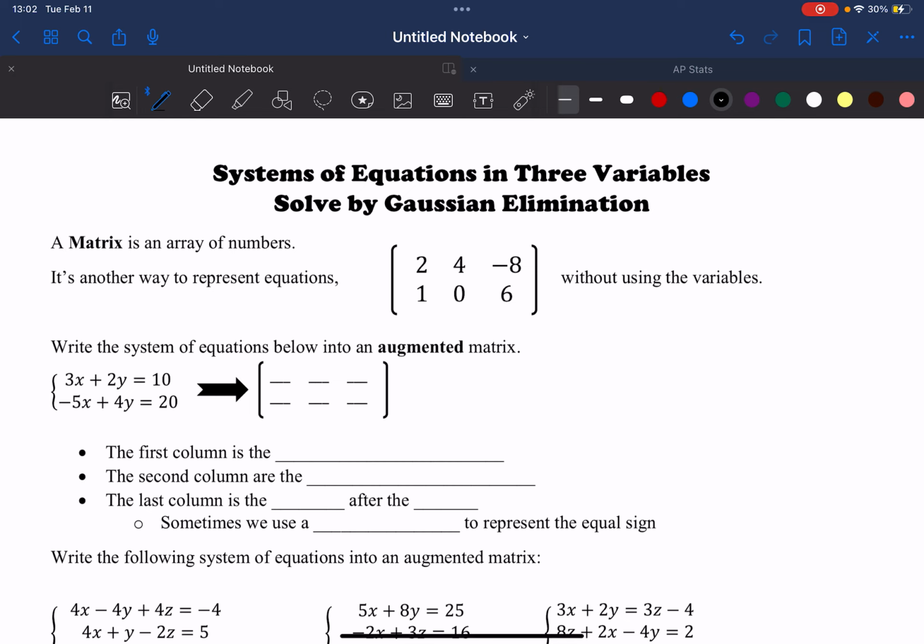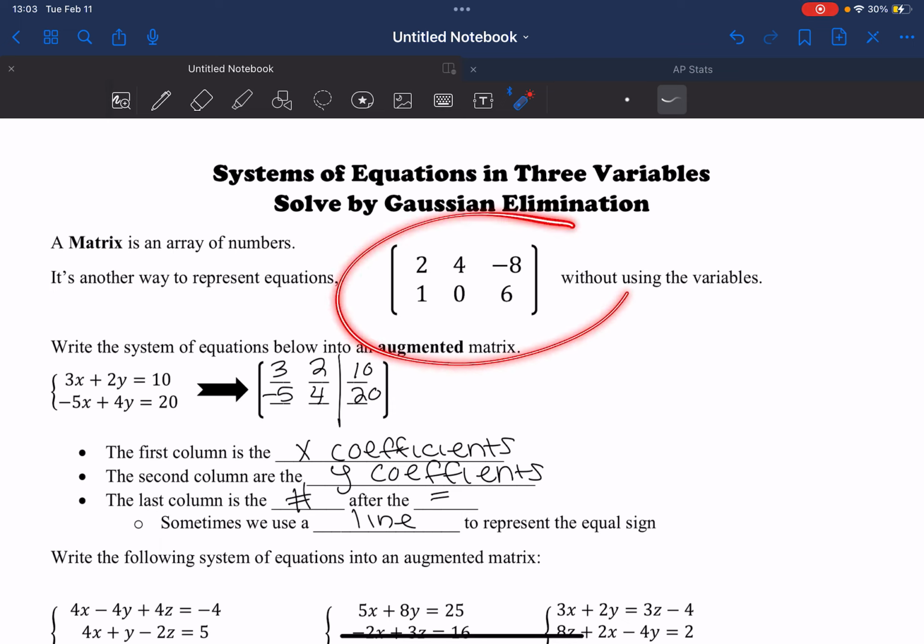In order to do this, the first column is going to be the x coefficients, so the numbers in front of x. The second column is the y coefficients, the numbers in front of y. And the last column is going to be the number after the equal sign. Sometimes we use a line to represent the equal sign, like this. So filling in this one, we look at the number in front of x, so that's 3 and -5, in front of y, 2 and 4, and after the equal sign, 10 and 20.